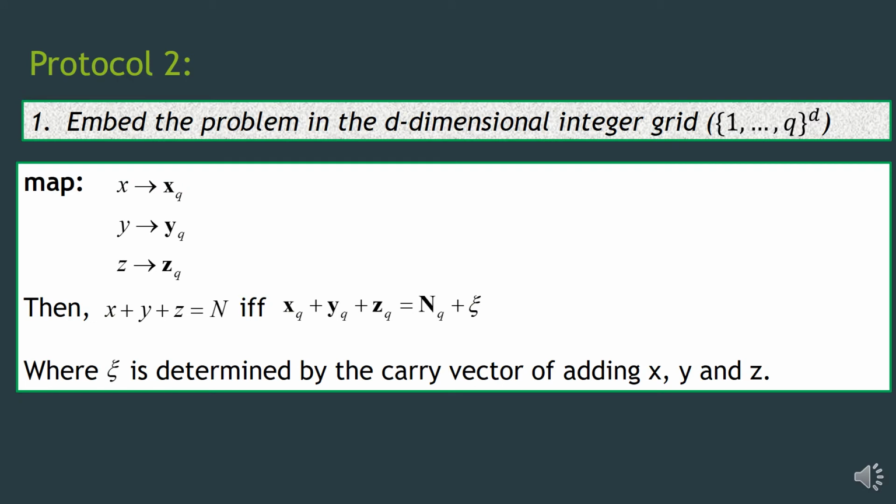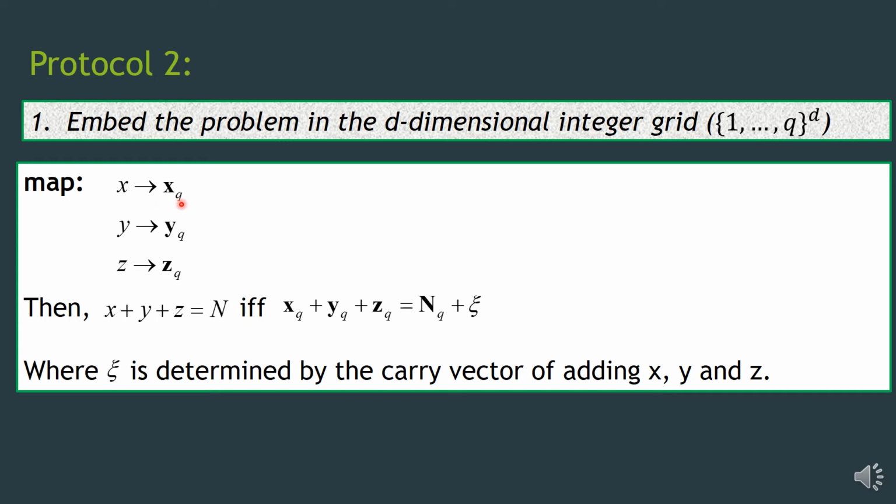So for the first step, you want to embed the problem in the d-dimensional integer grid. Instead of integers, you want to consider vectors, summing vectors. A natural way to map integers to vectors is to consider the base q representation of the integers for some q. Then you get the vector of integers. So instead of x, you take the base q representation of x. We'll determine q later. Q and d, we will worry about them later. But we'll make the reduction and the protocol completely general. It will work for any q and any d. And later on, we'll choose them to optimize the complexity.